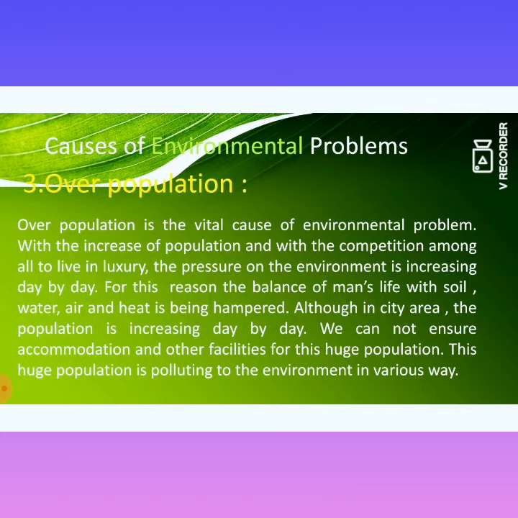Soil, water, air, and heat are the most important elements of the natural environment. But human beings are destroying the balance of this natural environment. Although in city areas the population is increasing day by day, we cannot ensure accommodation and other facilities for this huge population. This huge population is polluting the environment in various ways. So overpopulation is a vital cause of environmental problems.